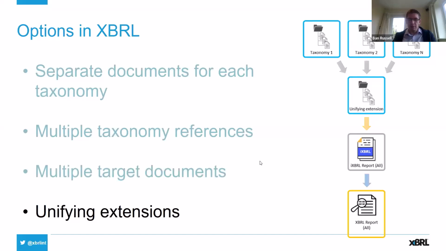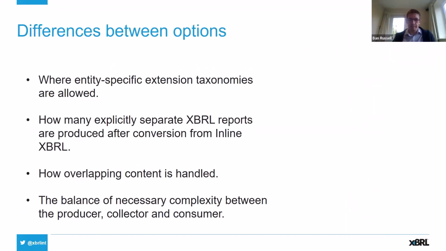Okay, so these are our options. And I've highlighted some of the specific features of each, but let's just look at a summary of the differences between them. So the main differences are on the screen, and two of these, the top two, are where the extension taxonomies are allowed or how many might be required. And the second one, how many separate XBRL reports or chunks of data you're going to get after the conversion from inline. These are two quite mechanical differences. So we were able to look at those in the previous diagrams.